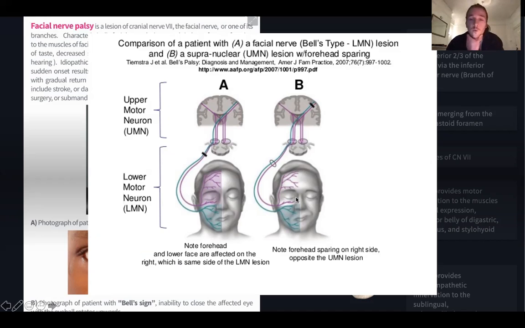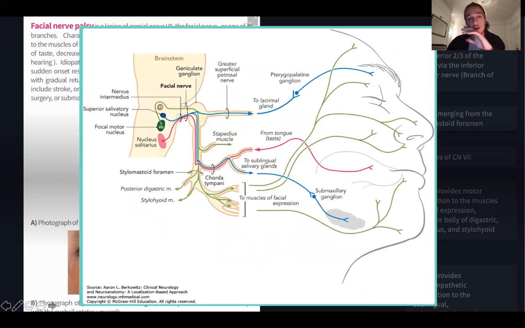So when you have a stroke, you'll have forehead sparing, which is something important to remember. And when you have a lower motor neuron disease, forehead won't be spared. This is some of the things that the facial nerve does.